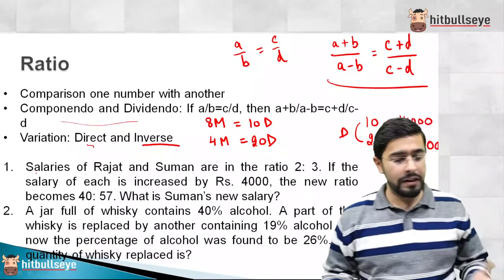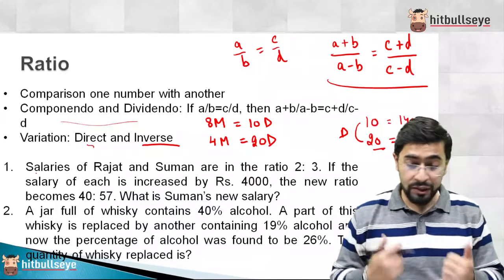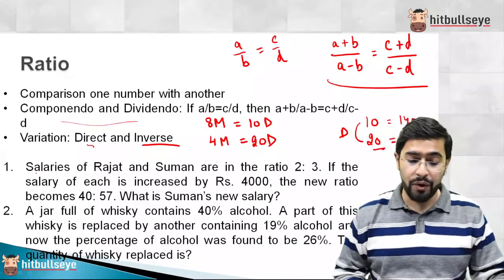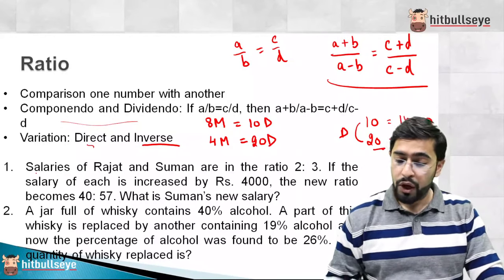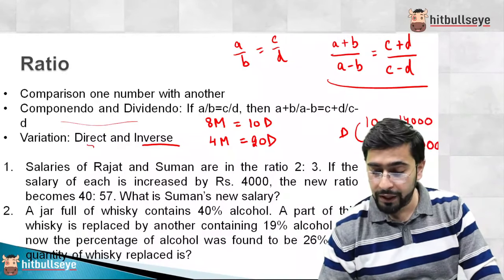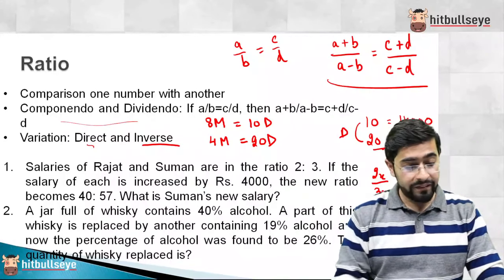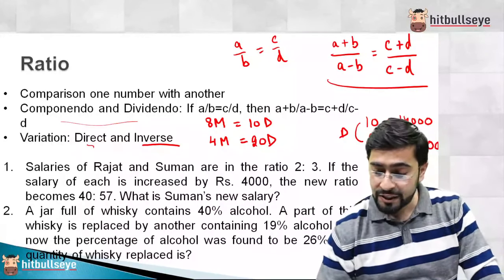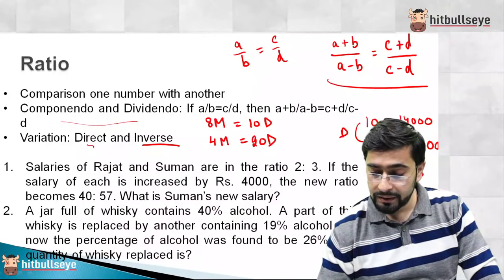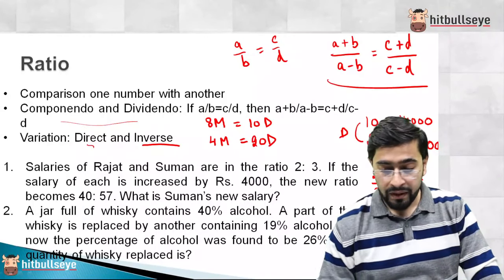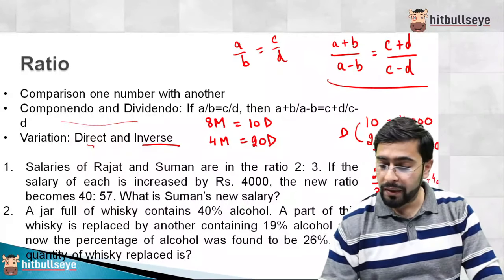So now we have the questions. Please solve them while I'm speaking. The salaries of Rajat and Suman are in the ratio 2:3, so we write 2x and 3x. If the salary of each is increased by 4,000, the new ratio becomes 40:57. You can solve it to get the answer. So moving on to the next.